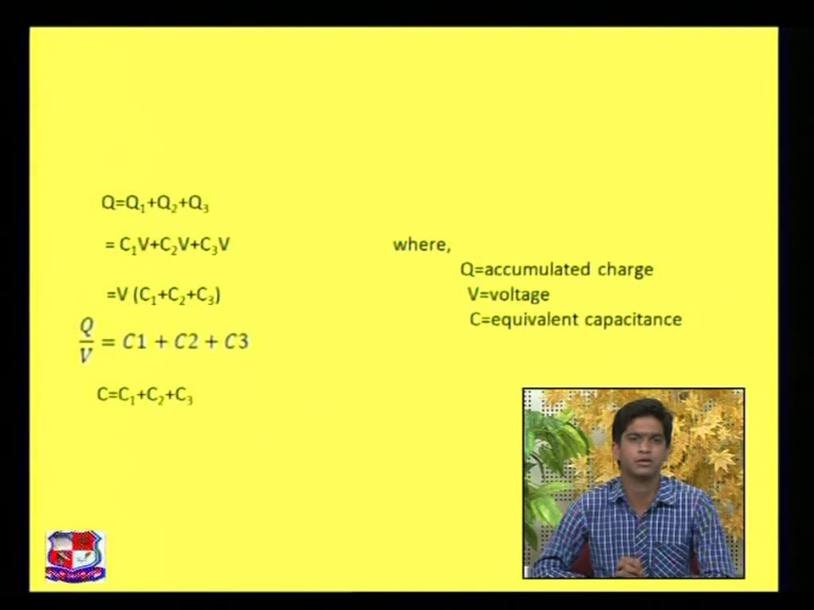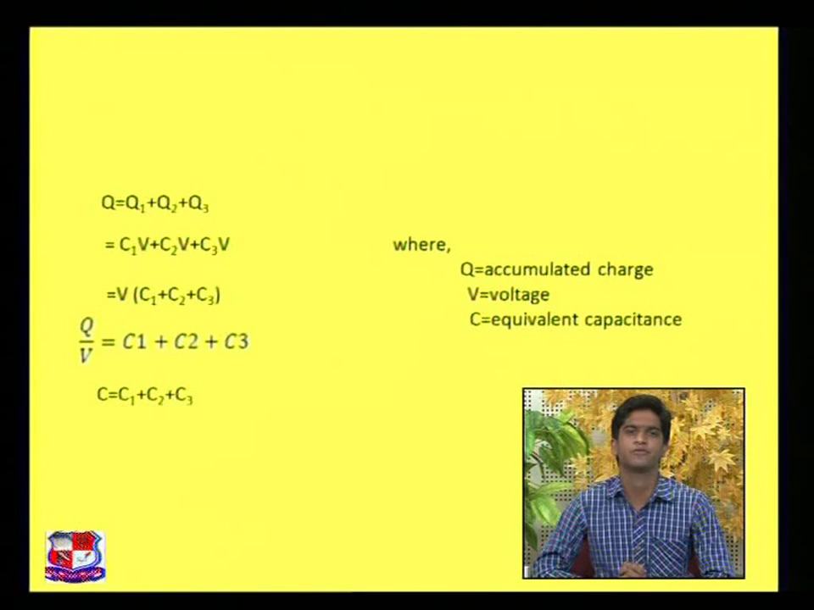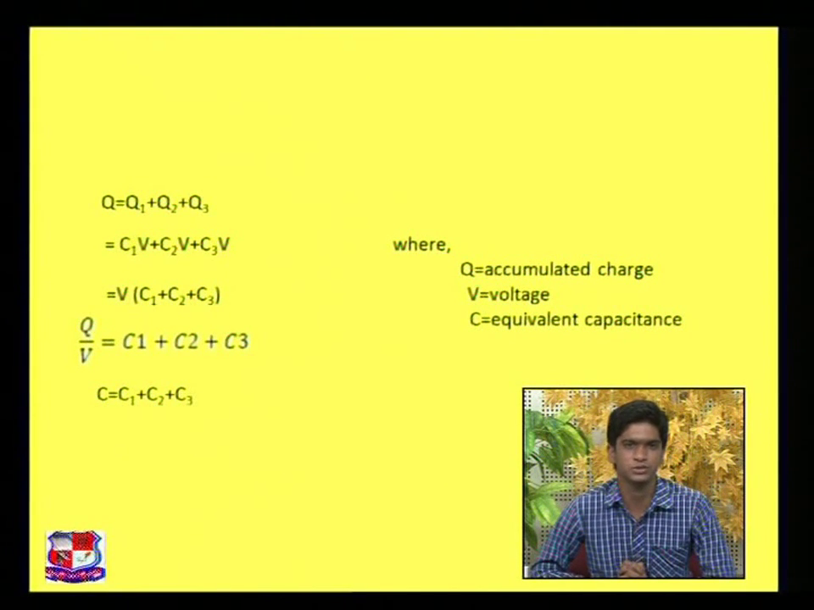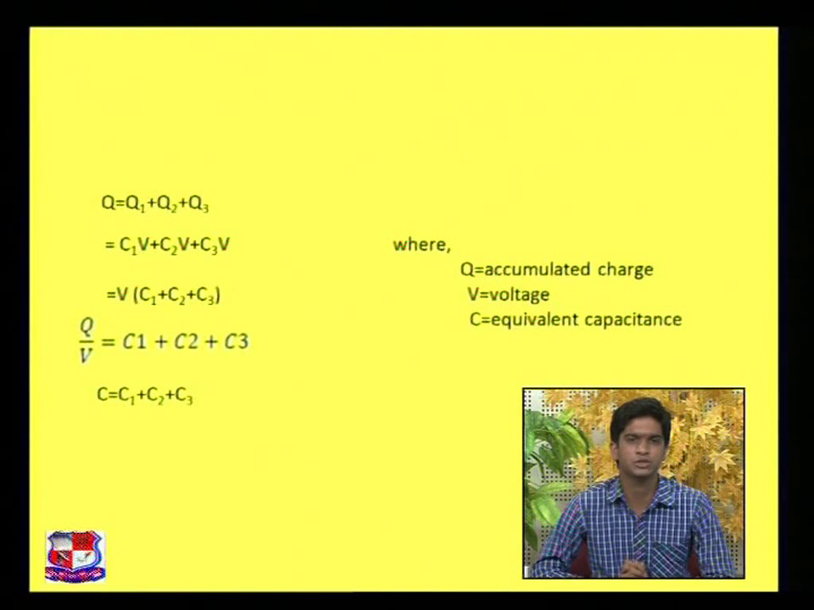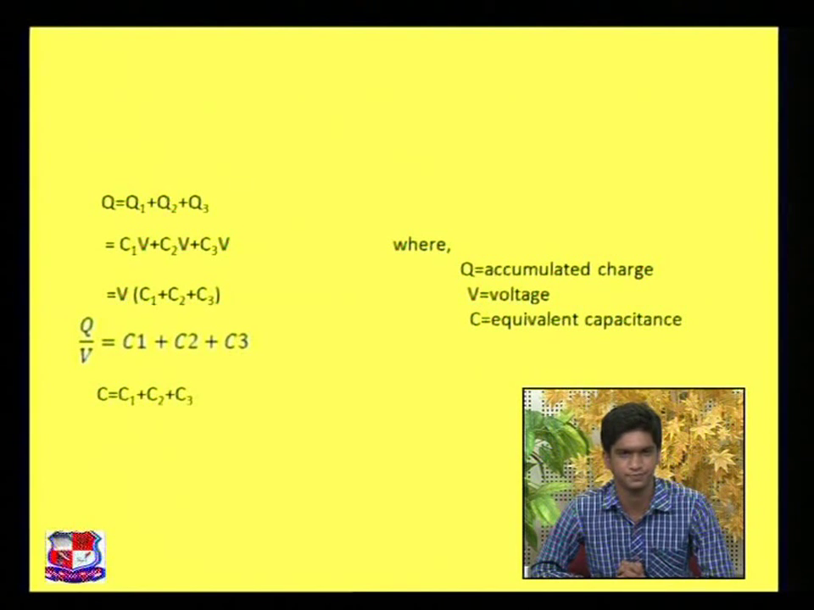Now if we take V as common, we find that Q is equal to V in bracket C1 plus C2 plus C3, and after that if we take V in denominator, then we have an equation Q by V is equal to C1 plus C2 plus C3. And finally, what is Q by V? So Q by V is basically C, and that is capacitance, and that will be the equivalent capacitance. So C is equal to C1 plus C2 plus C3.